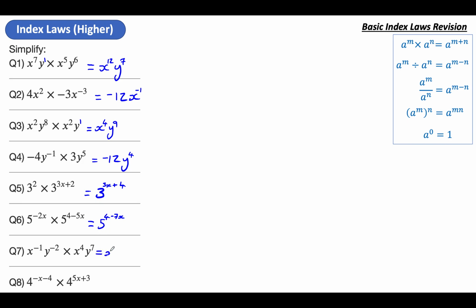All right, for x, we've got minus 1 and a 4, which goes together to make the power of 3, so x to the power of 3, and y to the power of 5, because minus 2 and 7 makes 5.